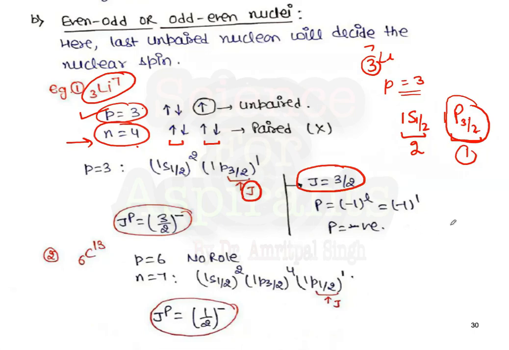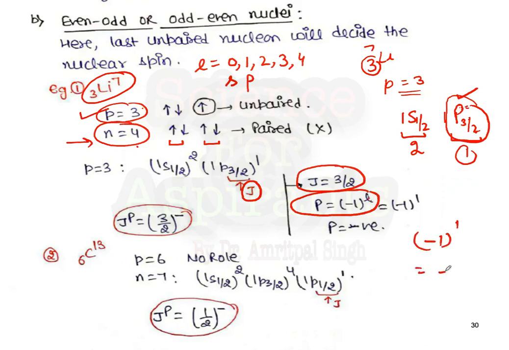And how can you find the parity? Parity you can find from the value (-1) to the power L, where L is our angular quantum number. You will see that this last unpaired nucleon is in the p orbital, and I have explained L, which varies as 0, 1, 2, 3, 4. When it is in the s orbital, L is 0; in the p orbital, L is 1. So for this, we consider L equal to 1. From that, the parity comes out to be negative. So we can represent its ground state spin as 3/2 with a minus superscript. This superscript represents the parity of that nucleon's state.